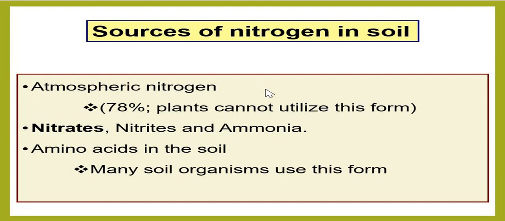Now, the sources of nitrogen in soil. What are the sources of nitrogen in soil? The main source is atmospheric nitrogen, around 78%, which cannot be utilized by the plants in this form, but it is the source of nitrogen. Then nitrates, nitrites, and ammonia are the other forms of nitrogen. Among these, nitrates are the chief nitrogen source in the soil. Then amino acids. From where do amino acids come in the soil? They come from dead organic matter. Okay, so these are the sources of nitrogen in the soil.